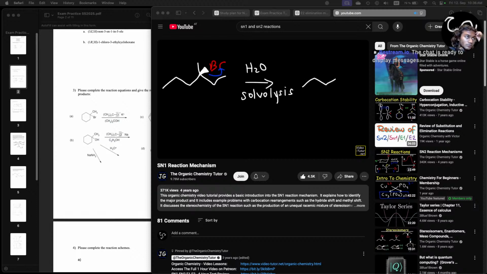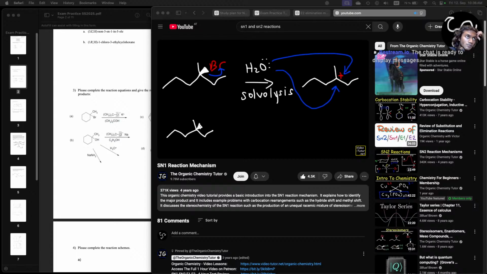And so we're going to get a tertiary carbocation. And then in the next step, water is going to attack the tertiary carbocation. Now, it can attack from the top or it can attack from the bottom. Because it has 2 different ways in which it can approach the carbocation, we're going to get 2 different types of products. So we're going to get a racemic mixture of products.